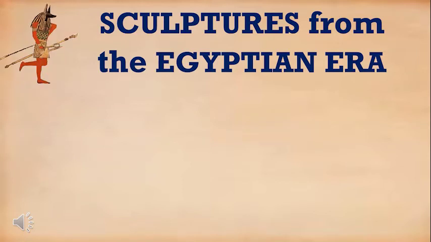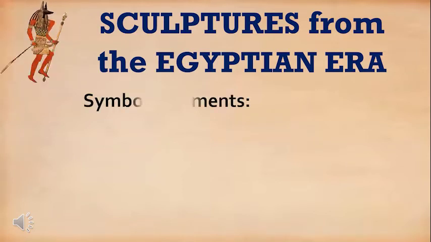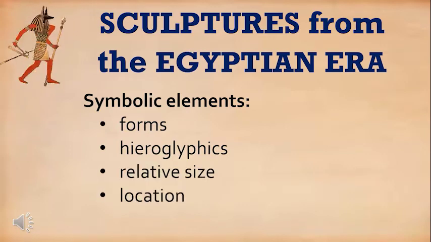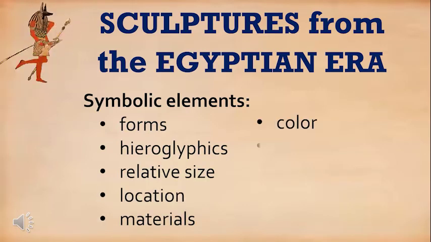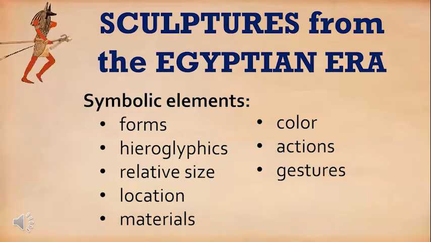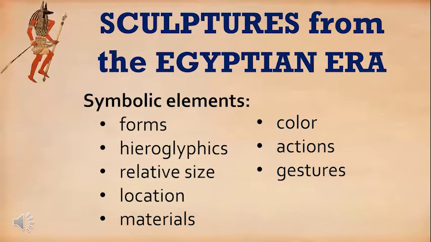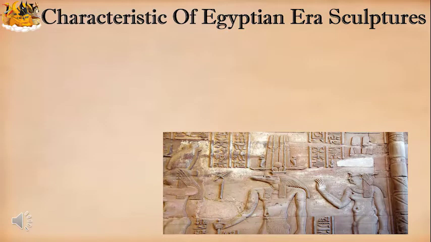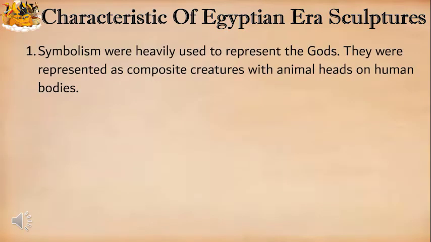The sculptures from the Egyptian era. Symbolic elements are forms, hieroglyphics, relative size, location, materials, color, actions, and gestures. The characteristic of Egyptian-era sculptures. Symbolism were heavily used to represent the gods. They were represented as composite creatures with animal heads on human bodies.